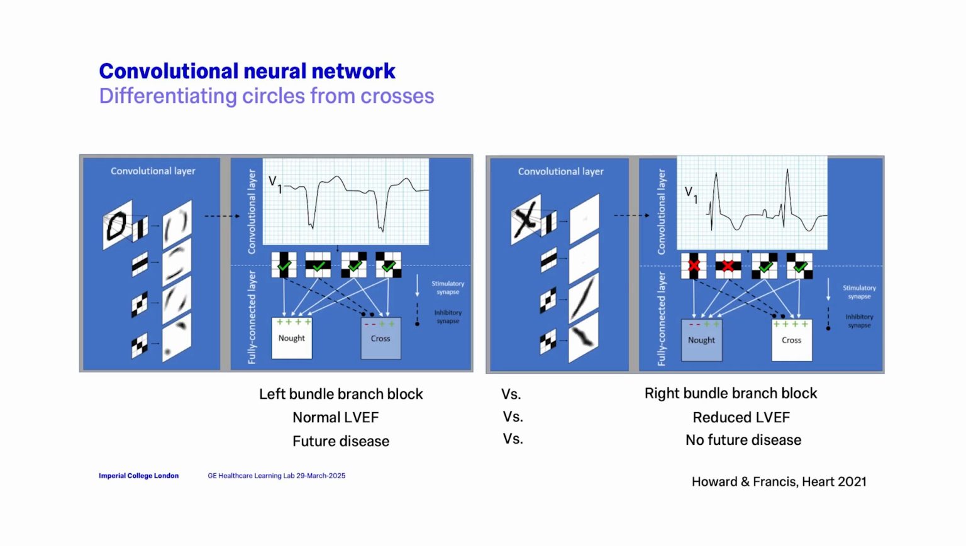How does it actually work? So the vast majority of AI ECG models use something called a convolutional neural network, and this is something that we've taken from computer vision. So say you have a task and you want to train a model to differentiate circles from crosses, a very simple task.